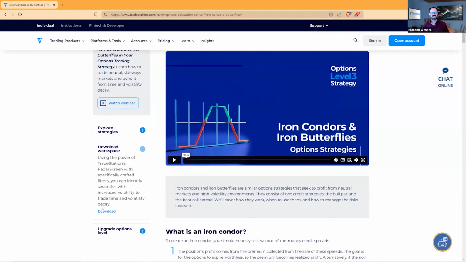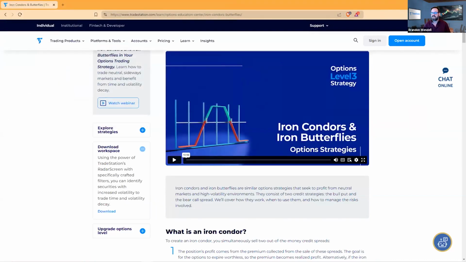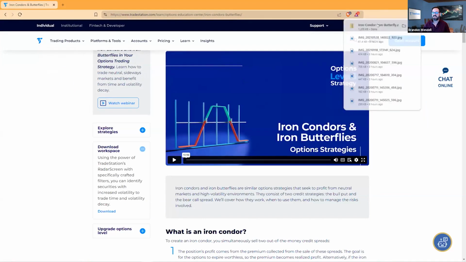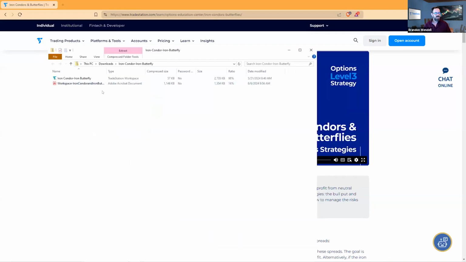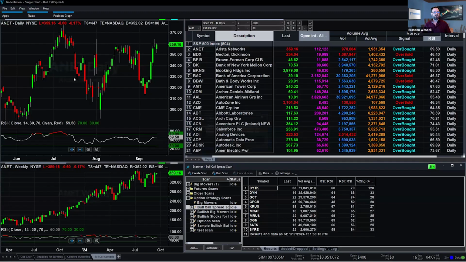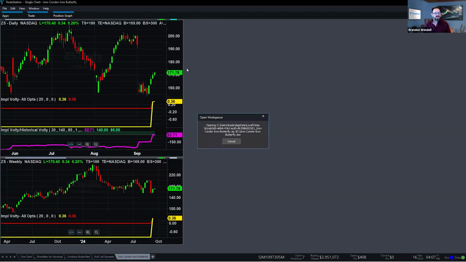And I'm not just doing this to kill time. I'm actually doing this because I need to download the workspace. It's just that easy. So I click on it, and right here, it'll bring up the compressed file, which I actually have popping up on my other monitor here. And right there, you click on Iron Condor, the one I just opened. And there is the workspace.